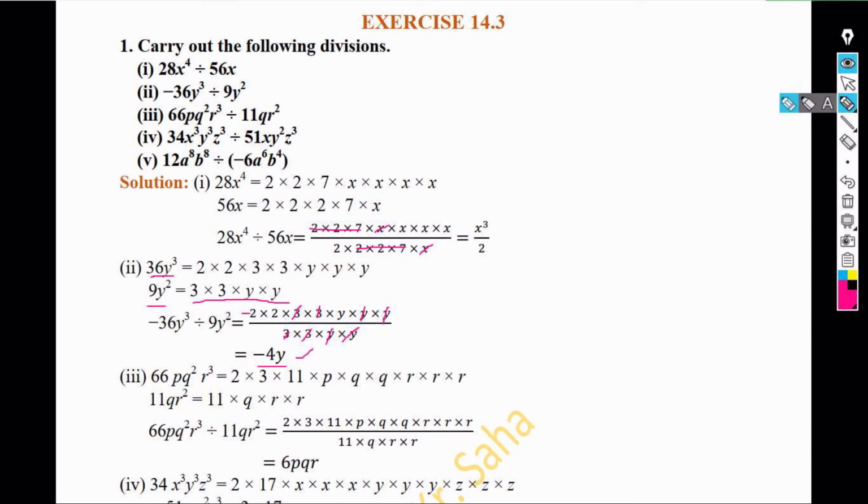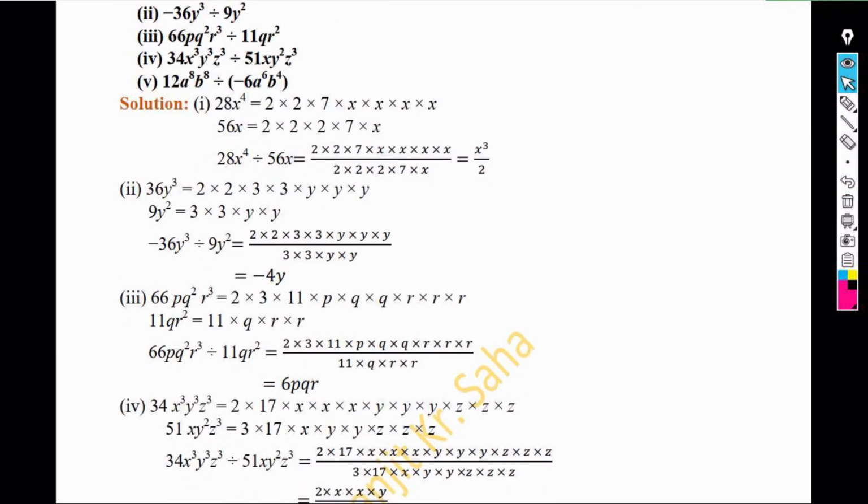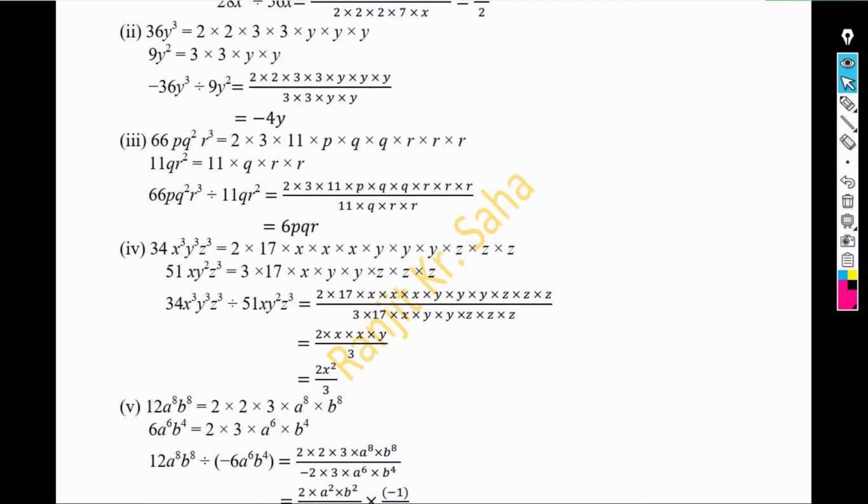Now similarly, students, you can solve other questions, and for writing work you can pause and you can copy the solution also.